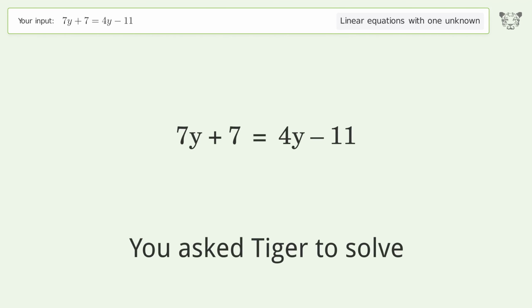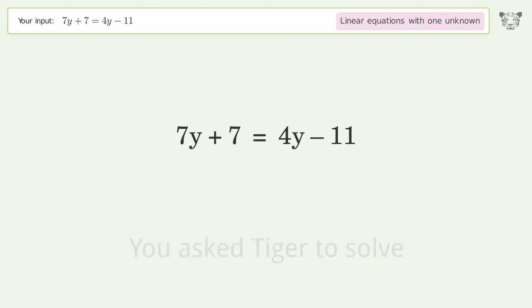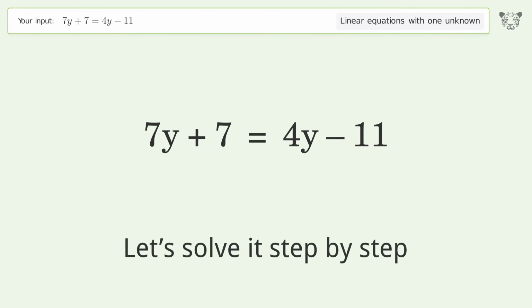You ask Tiger to solve. This deals with linear equations with one unknown. The final result is y equals -6. Let's solve it step by step.